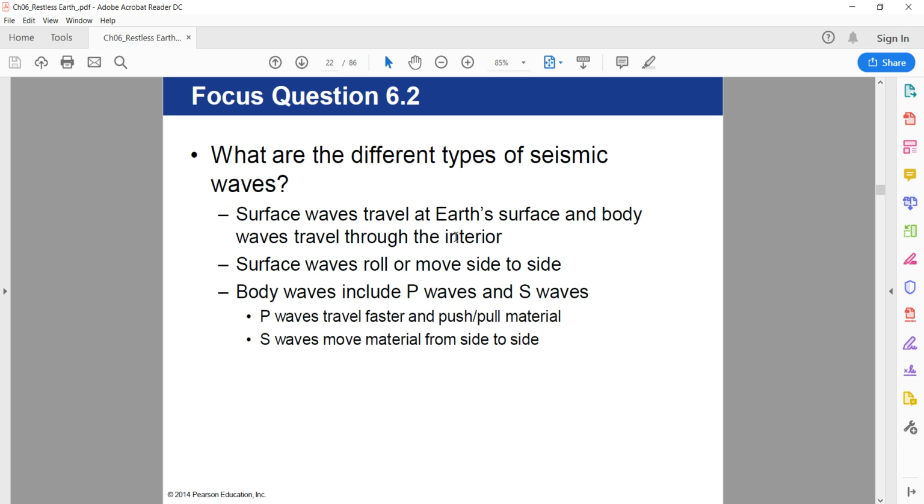Again, a review. What are the different types of seismic waves? Surface waves travel at the Earth's surface, and body waves travel through the interior. Body waves are two different types, P waves and S waves. P waves travel faster and have a push and pull kind of motion. S waves move material from side to side.